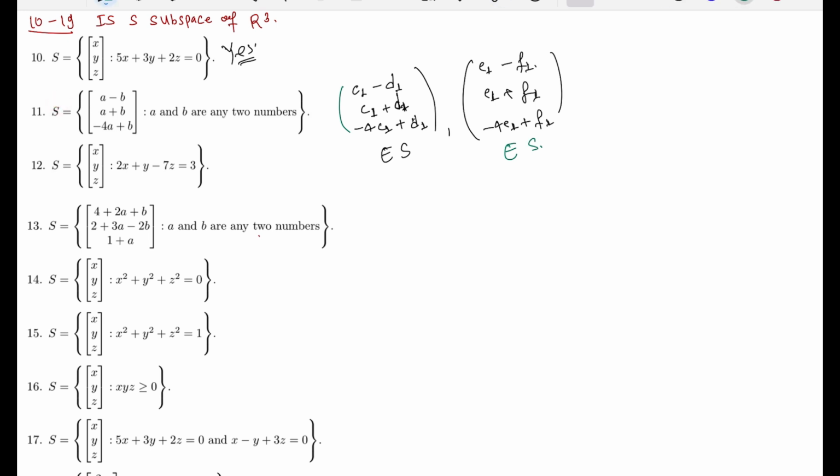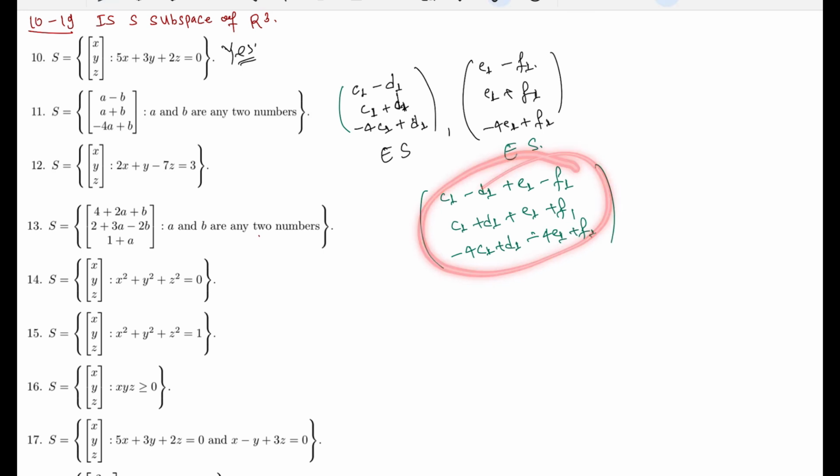right? Now if I add these two vectors, c1 minus d1 plus e1 minus f1, that is the first component. The second component will be c1 plus d1 plus e1 plus f1, and the third component would be minus 4 times c1 plus d1 minus 4 times of e1 plus f1. Now I just need to check if whatever we have got after adding these two vectors belongs to this set S. After addition, this vector also should belong to this set S.